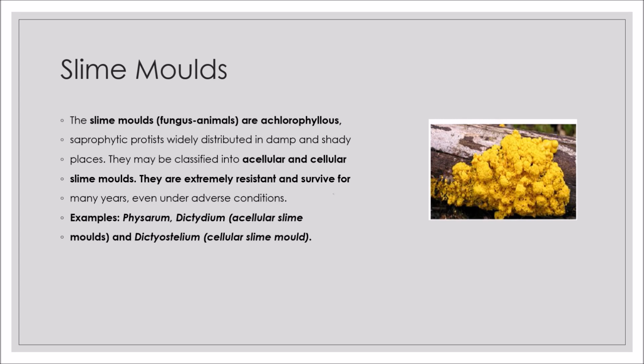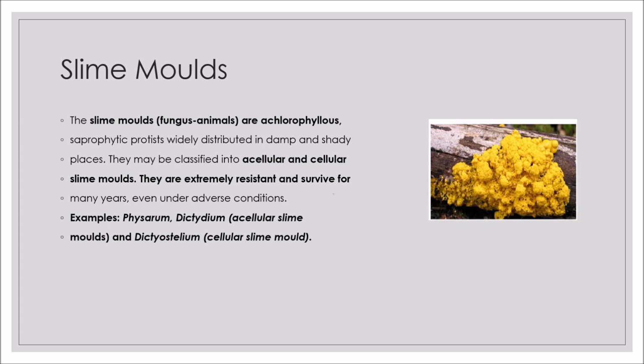Next is slime molds. These slime molds are a combination of fungus and animals. They lack chlorophyll. They are achlorophyllous and saprophytic protists. Saprophytic means they feed only on dead and decayed matter. They are mostly present in very damp soils, that is, high moisture content soils, and very shady places where there is not much sunlight, where it is very shady and wet. In such places only these slime molds are present.